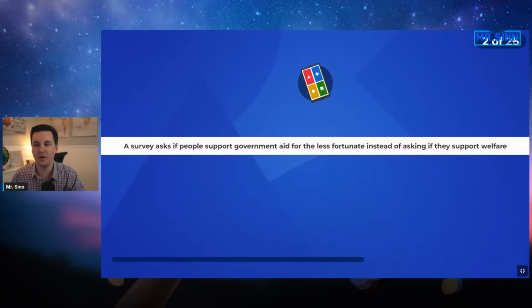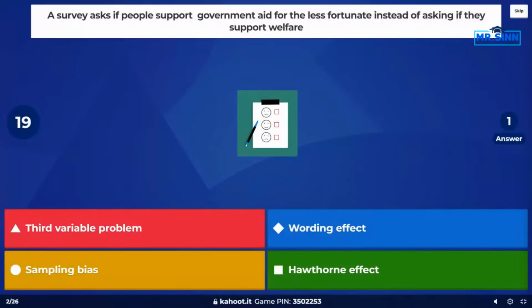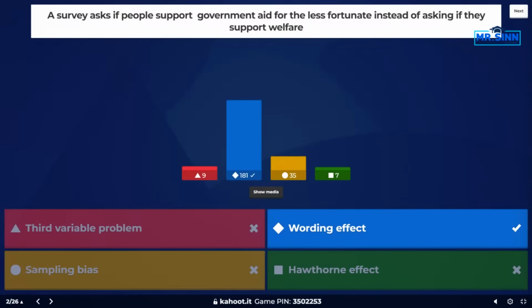We have a survey that asks if people support government aid for the less fortunate instead of asking if they support welfare. So what's going on here? What do we got? 8 seconds on the clock. Again, there is a lag, so apologize for any of that. All right, and the answer is the wording effect.